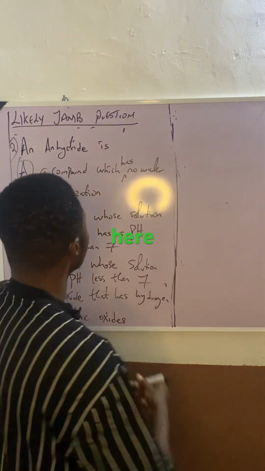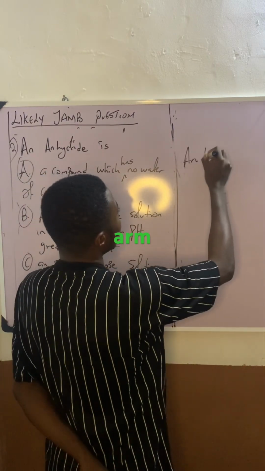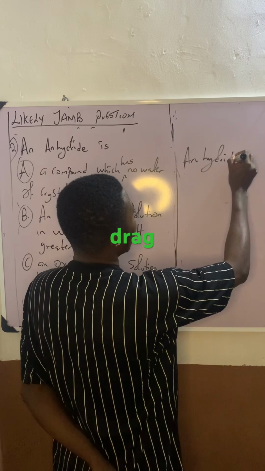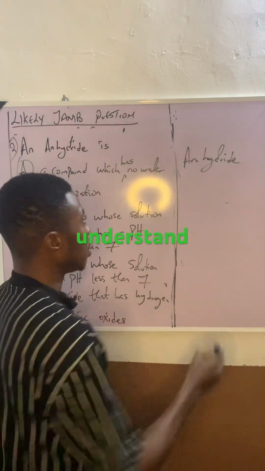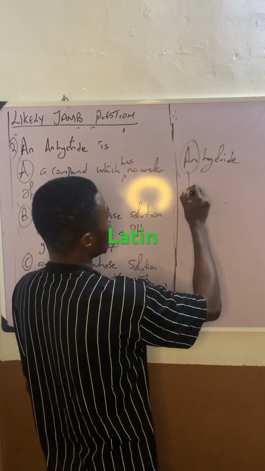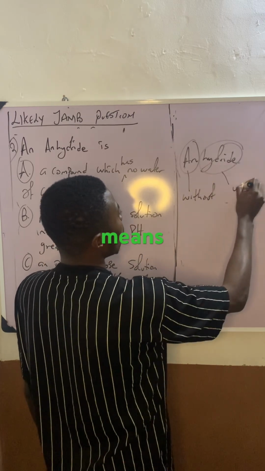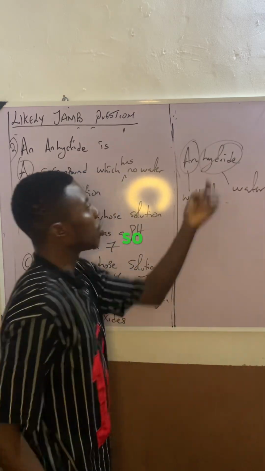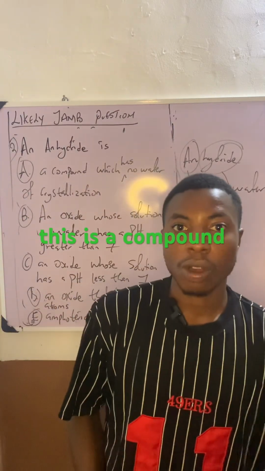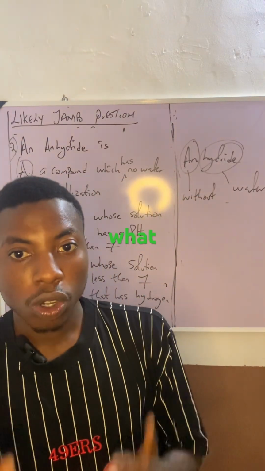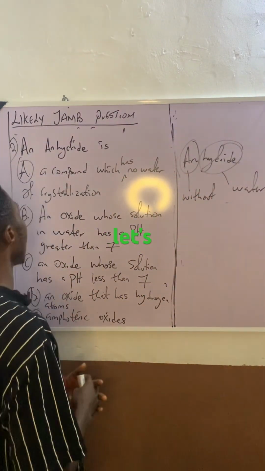The concept here, when we talk about anhydride, there's one thing I want you to understand. It's a Latin word. This part means without, and this part means water. So what does it mean? That means this is a compound that does not have what? Water. So now let's carry on.